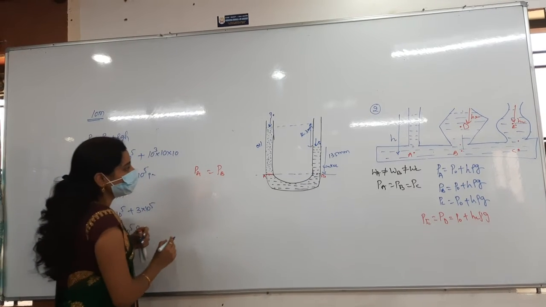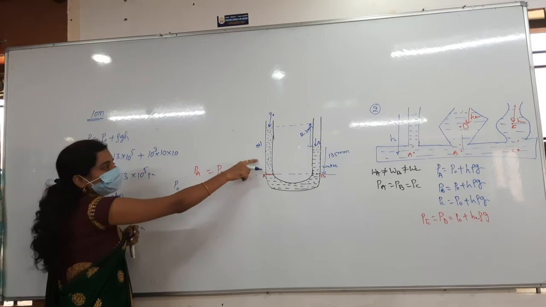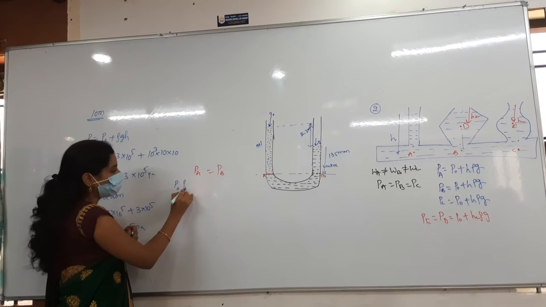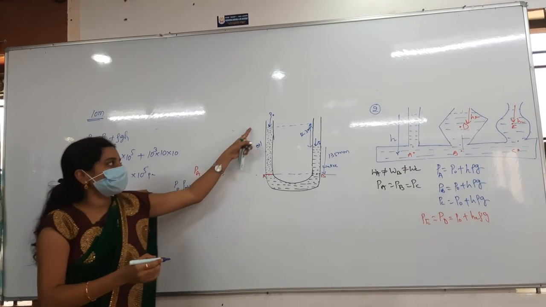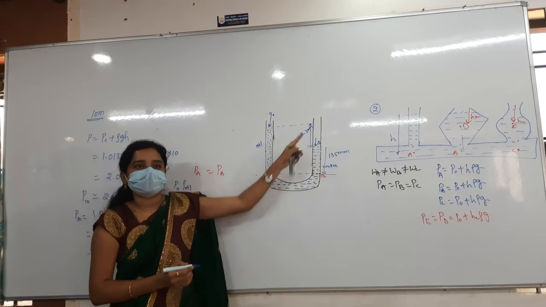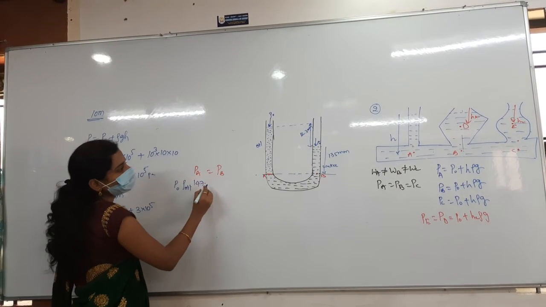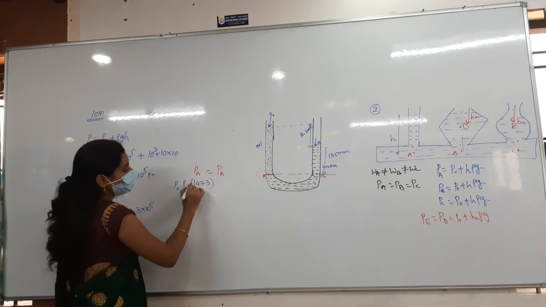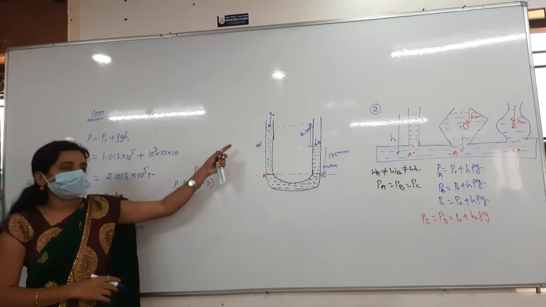So what I can say is P naught plus rho of which one you have to take? Oil, right? So rho of oil into H, what is the height? Total height is how much here? 135 plus 12.3. How much will that be? 147.3. This is the height, total height of the oil. Why? Because height of the oil they have not given.